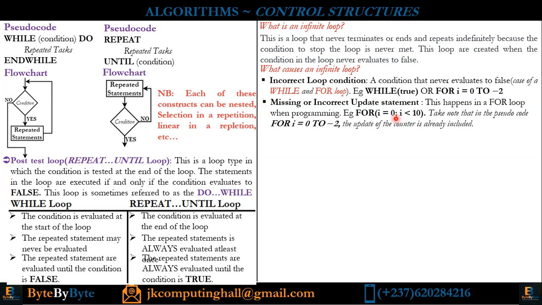Take note that in the pseudocode for I equals 0 to negative 2, the update of the counter is already included. That is why I use this case like in programming. In pseudocode, when you say for I equals 0 to negative 2, we already know that when you use for and to, the counter increases by 1. That's how it is by default. In case it should be increasing by a different value, it has to be specified.